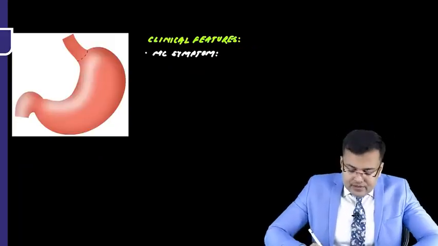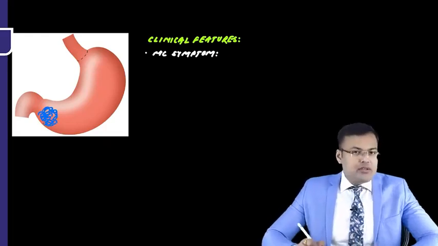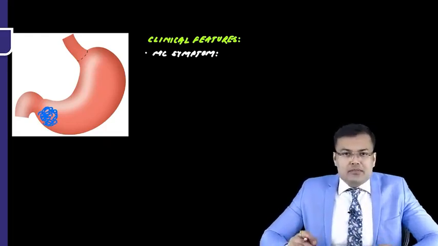Now see the clinical features. What is the most common site of carcinoma stomach? The most common site is antrum. And whenever growth is at antrum, what will happen? There is obstruction, and because of this obstruction, what is the most common symptom? It is abdominal pain followed by weight loss.